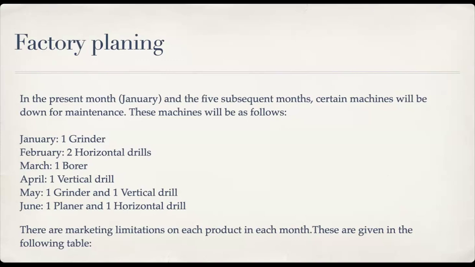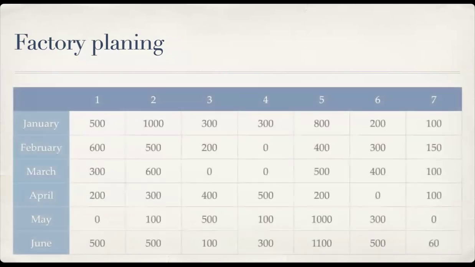In April, 1 vertical drill will be offline. And you see May and June also. And what else do we have? Marketing limitation. This table shows the marketing limitation for each product and each month.